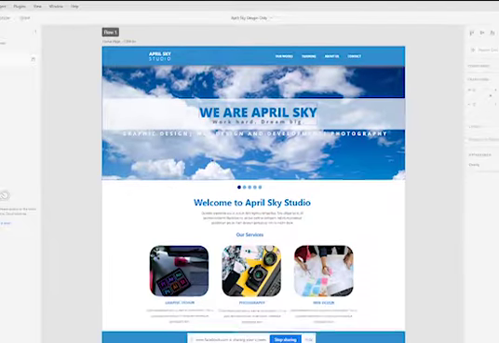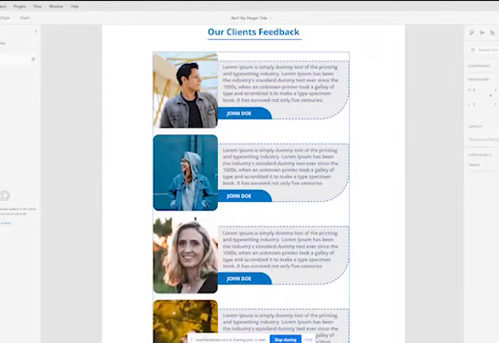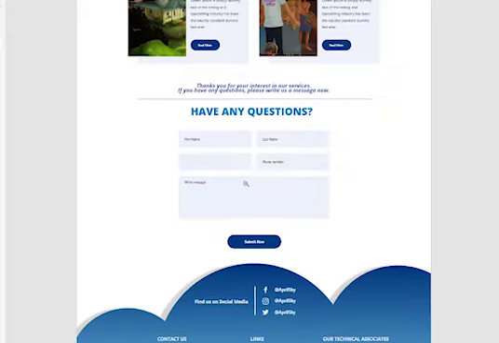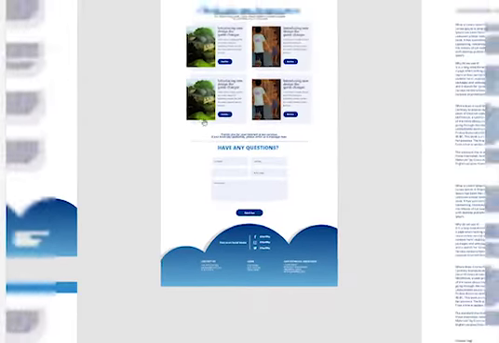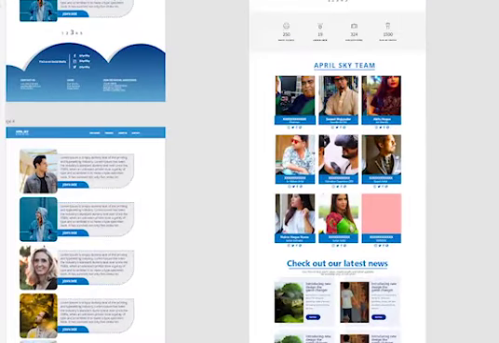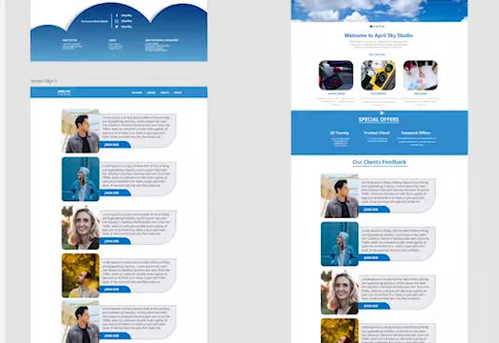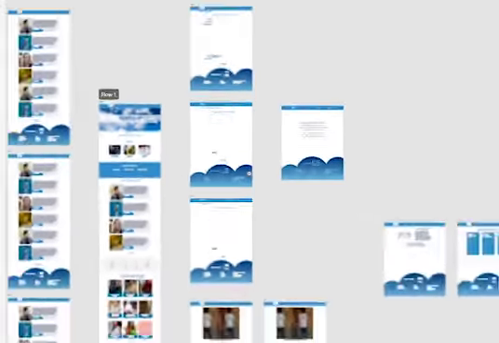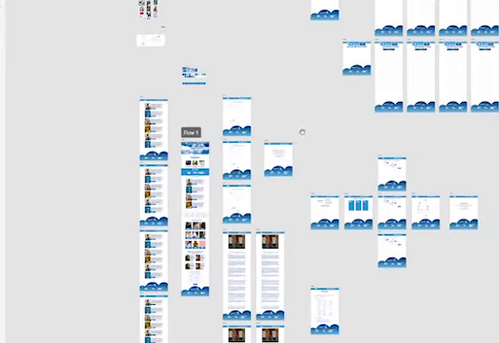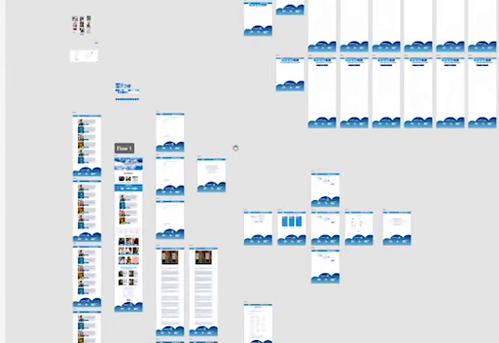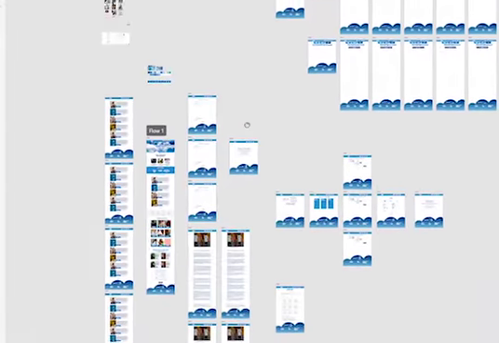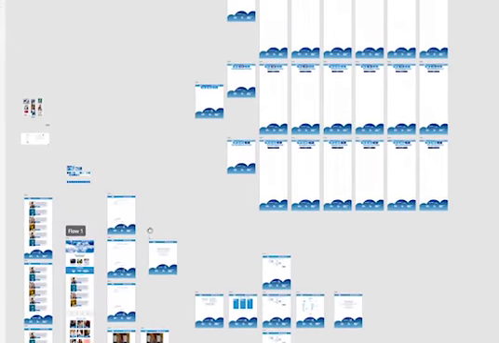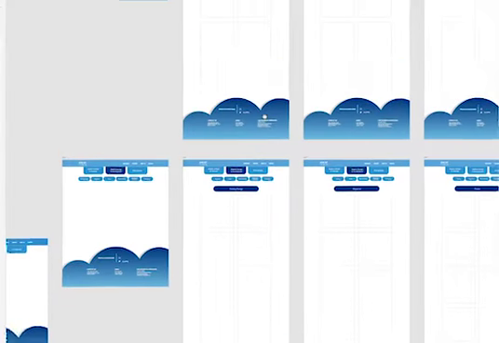This is a local project that I have completed. It's a local job in Bangladesh. The website name is April Sky. I am showing it to you in Adobe XD. These are the wireframes of the whole website. There are about 75 pages which are framed to my client's choice.